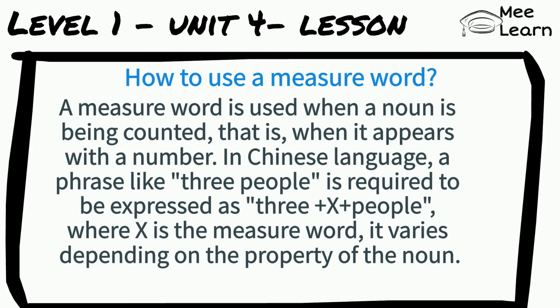How to use a measure word? A measure word is used when a noun is being counted, that is, when it appears with a number. In Chinese language, a phrase like 3 people is required to be expressed as 3 plus x plus people, where x is a measure word. It varies depending on the property of that noun.